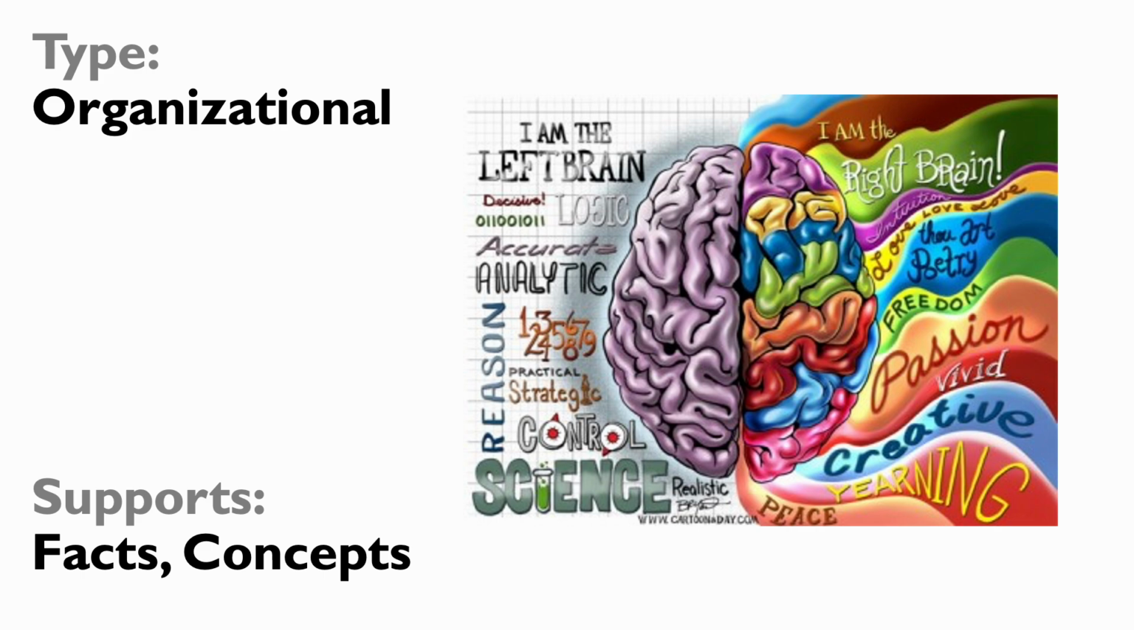Organizational graphics are also used to support facts and concepts. And these are graphics that show usually qualitative relationships among the content. So generally in this image, what are some of the general differences between what is considered to be left brain characteristics and right brain characteristics? And the graphic helps organize the different characteristics that are being promoted in the information.